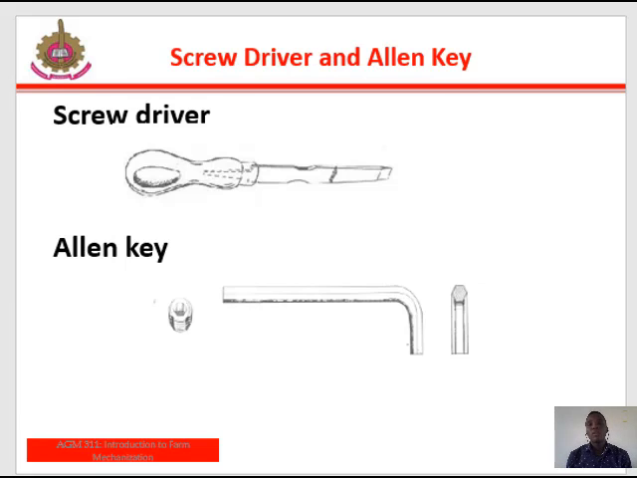We also have screwdrivers and Allen keys. Screwdrivers are used for driving screws into or out of structured members. There are two main groups. We have the general purpose screwdrivers and we have the electrician screwdrivers. The general purpose screwdrivers are of three types. We have the flat, we have the star screwdrivers, and we have the Allen keys. Allen keys are used for tightening or loosening screws that have hexagonal hole on their head.